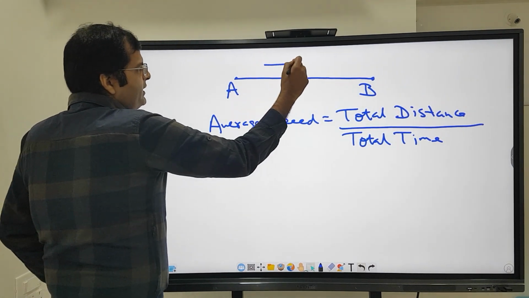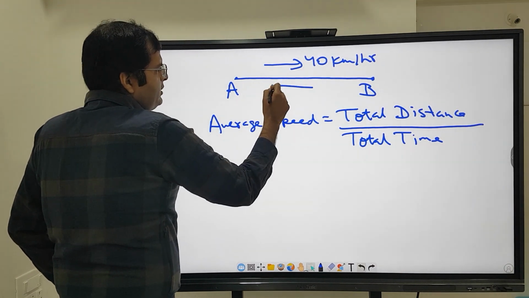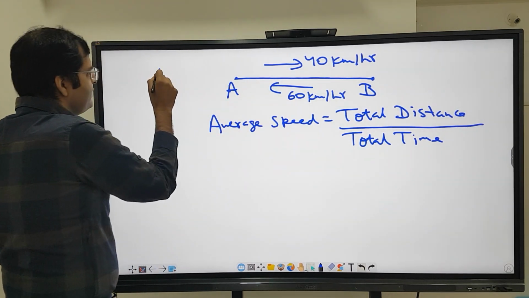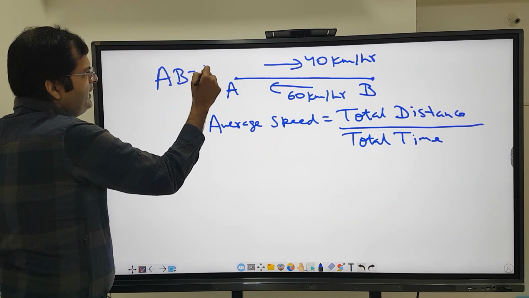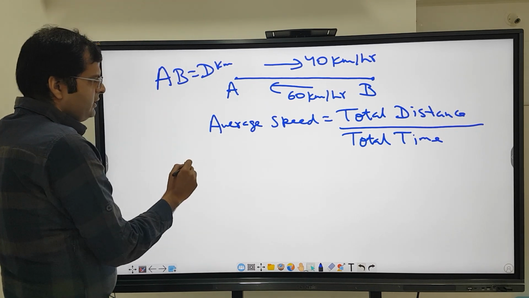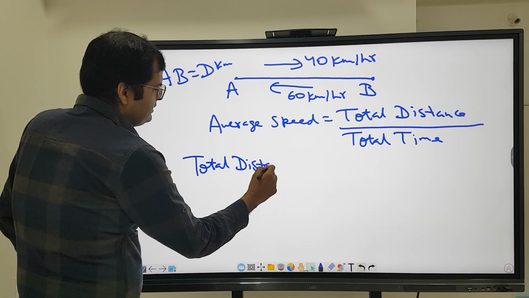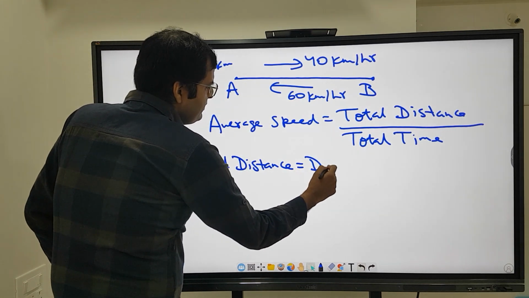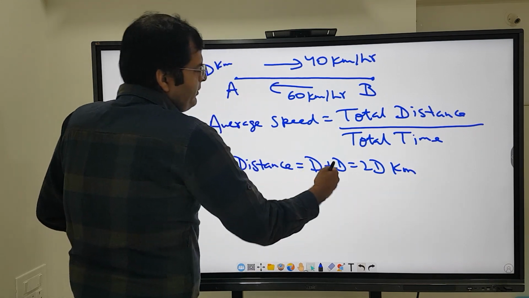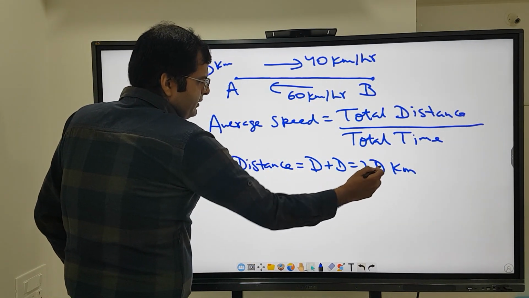So from A to B, you're going at 40 km per hour. From B to A, you're coming back at 60 km per hour. Let AB be d kilometers, which is the distance. So from here, my total distance is d plus d, which is equal to 2d kilometer, because you go from A to B and you come back from B to A. So total distance covered is 2d kilometer.